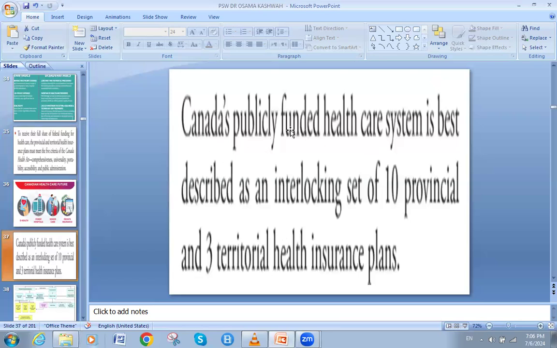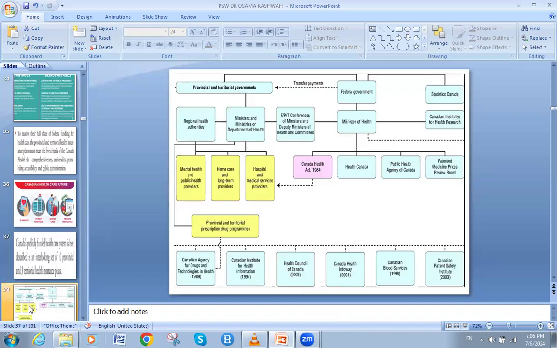So the Canadian healthcare system or the health insurance is covering 10 provinces and 3 territories. This is what is inside the healthcare services in Canada here.